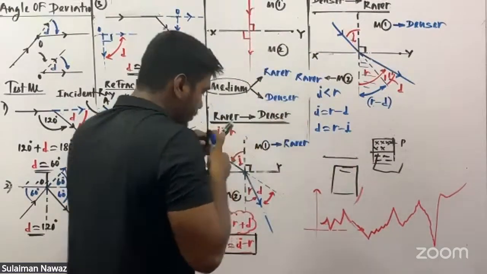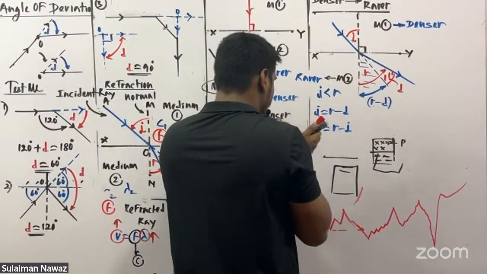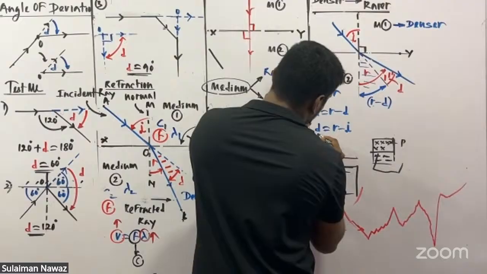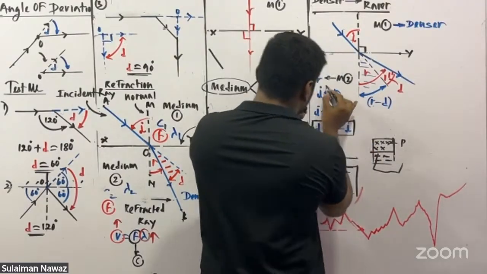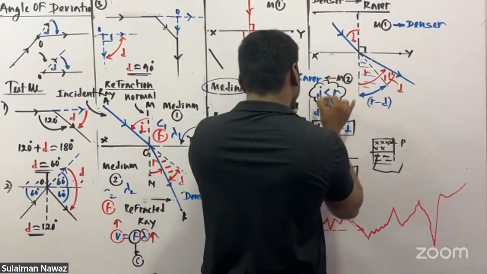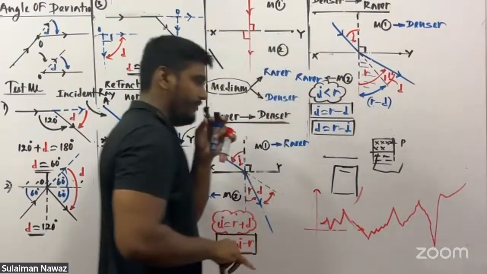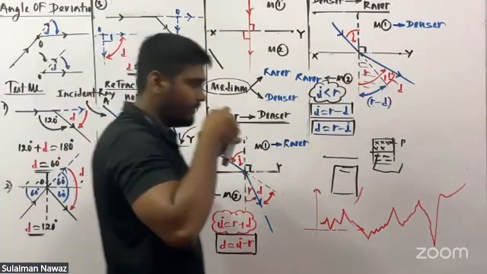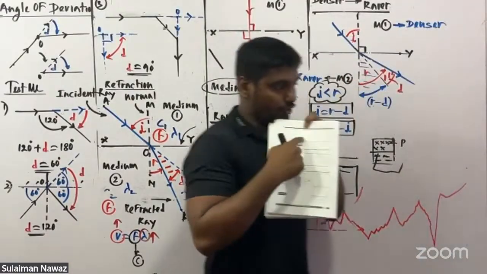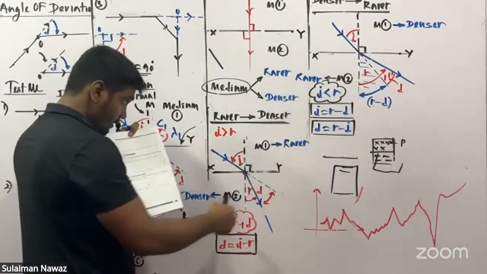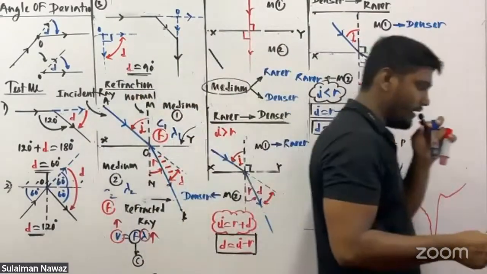These points, remember: going from rarer to denser, I is larger. Going from denser to rarer, R is larger. Remember these points. Finish writing the answer. In this space you should draw this diagram and write these points. Okay, that part is also done.